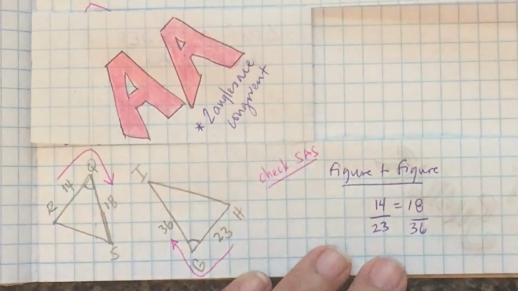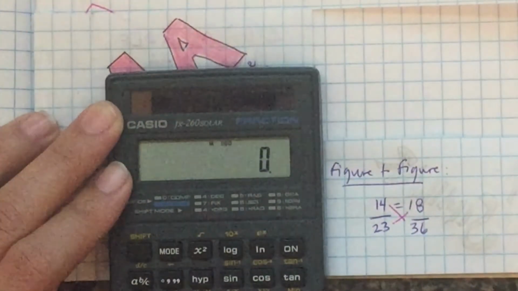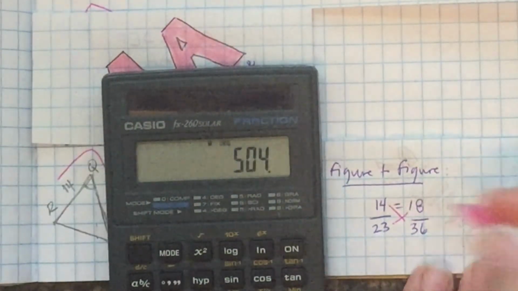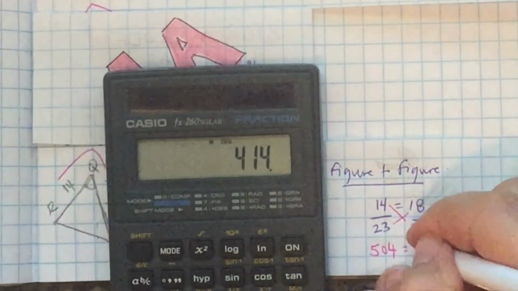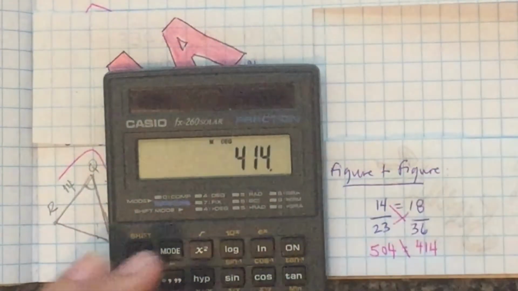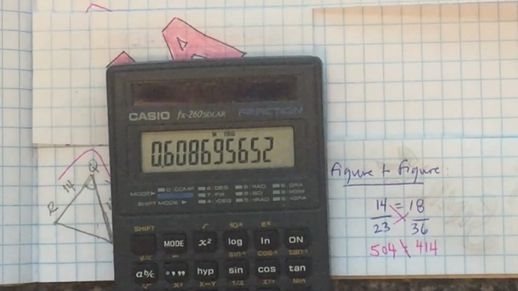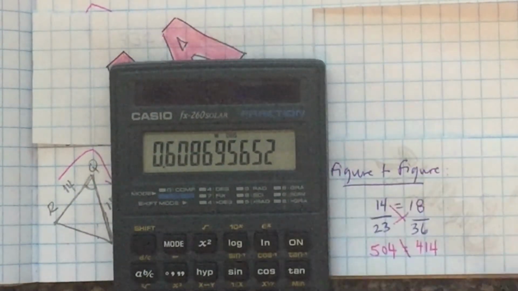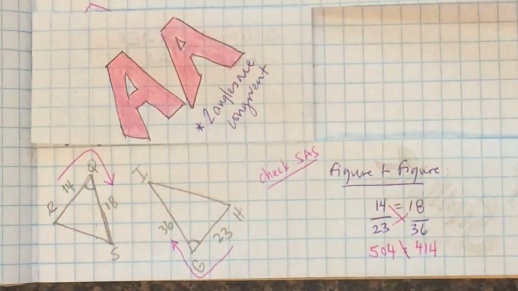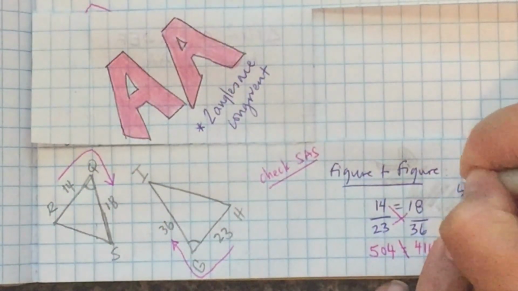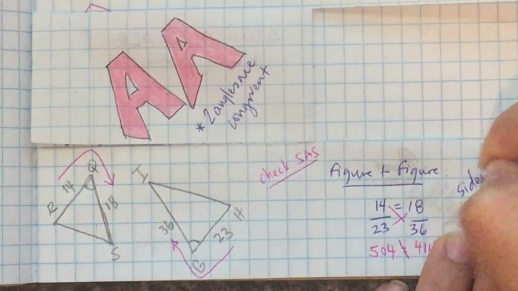Let's go ahead and cross multiply. The listening check, put a box around figure to figure. So you get 504 equals 23 times 18 is 414. Those two numbers are not equal, therefore those two sides are not proportional. Because they're not proportional, they are not similar. And I'm checking the division as well just to make sure I didn't make a mistake. This is a listening check right here on the side, right? Sides are not proportional, therefore triangles are not similar. Let's practice.